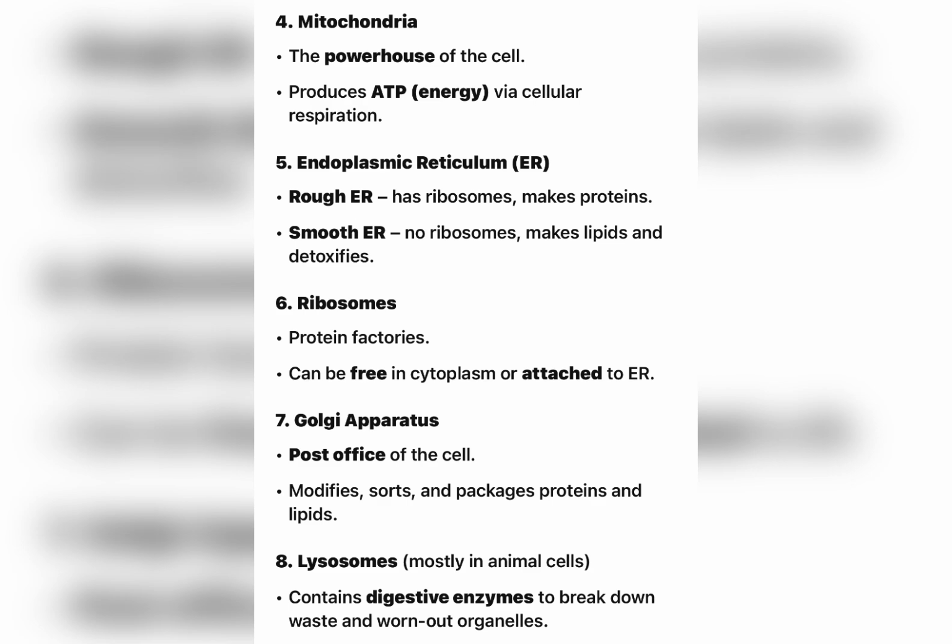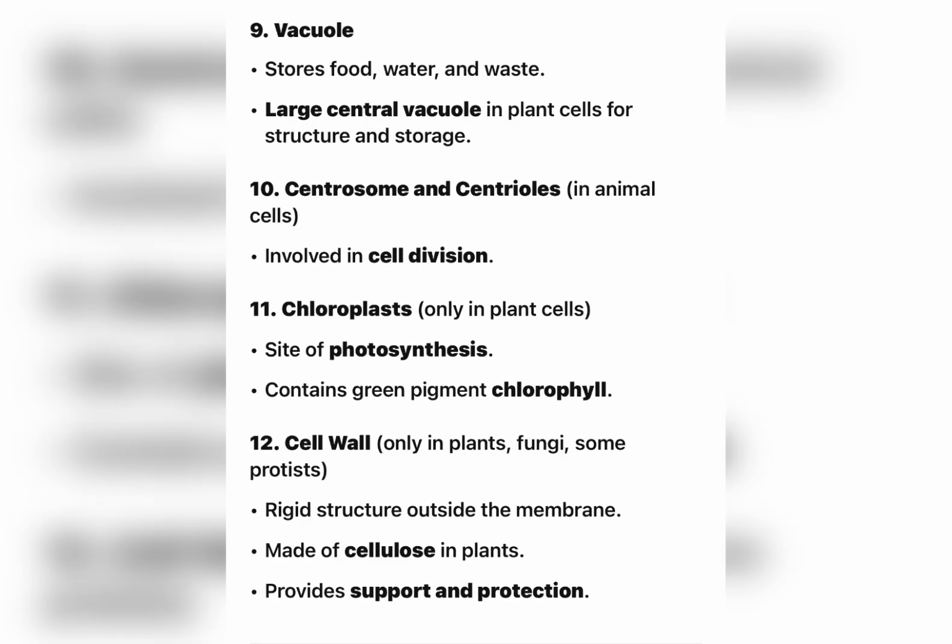Then lysosomes, mostly in animal cells, contains digestive enzymes to break down waste and worn out organelles. It acts like a vacuum cleaner. The ninth organelle is vacuole, stores food, water and waste. Large central vacuole in plant cells for structure and storage. 10th, centrosome and centrioles in animal cells, involved in cell division. 11th is chloroplast, only in plant cells. Site of photosynthesis, contains green pigment, that is chlorophyll. Then comes cell wall, present only in plants, fungi, some protists. Rigid structure outside the membrane, made of cellulose in plants, provides support and protection.